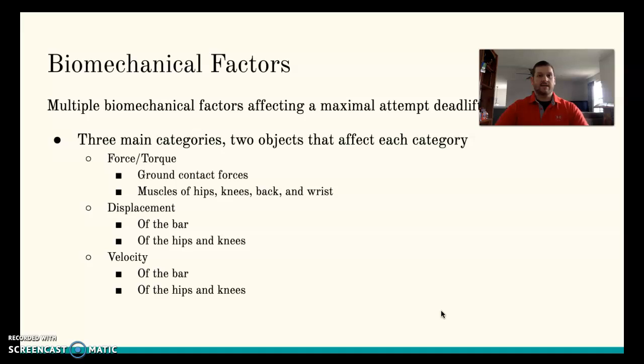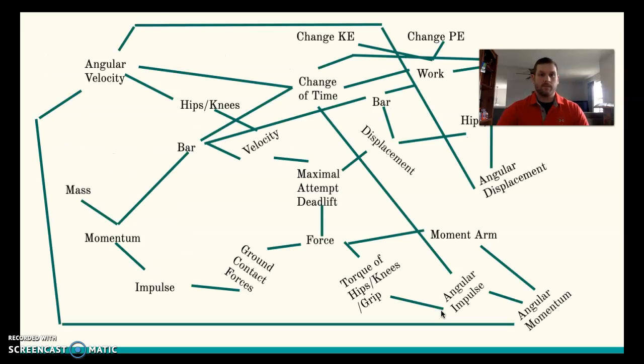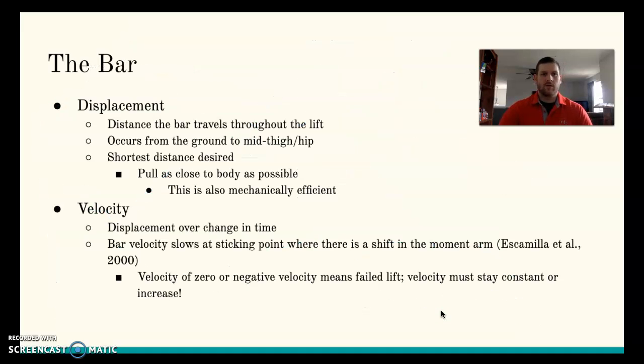Whenever we get to the knee pass, there's going to be a point that's just known as a sticking point. We'll talk about that here in a second. And then also the velocity of our hips and knees. Like I said, the displacement of the hips and knees affects the velocity, our angular velocity, right? Which is going to affect our angular momentum and our torque, our net torque, right? And our impulse. So this right here is the giant web of biomechanical factors. We're going to take these and break them down here right now.